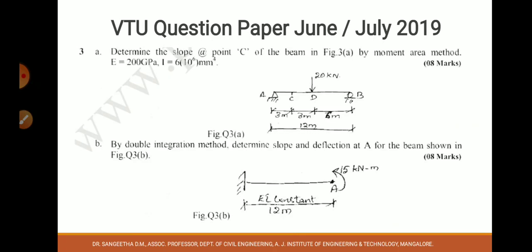And here, by double integration method, determine the slope and deflection at A for the beam shown in figure below. So here this is a cantilever beam. There is a moment at the end. So once there is a moment, as I told you, you have to write the equation M naught into x minus a to the power 0. You have to write the equation like that and you have to solve this. This is a question paper problem from June-July 2019.